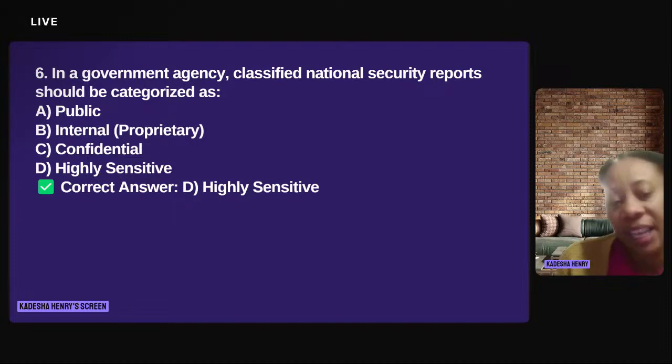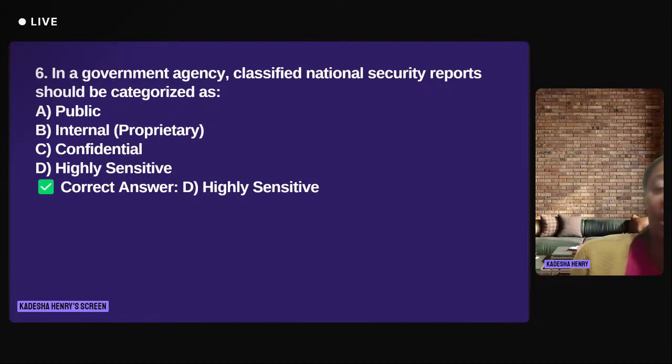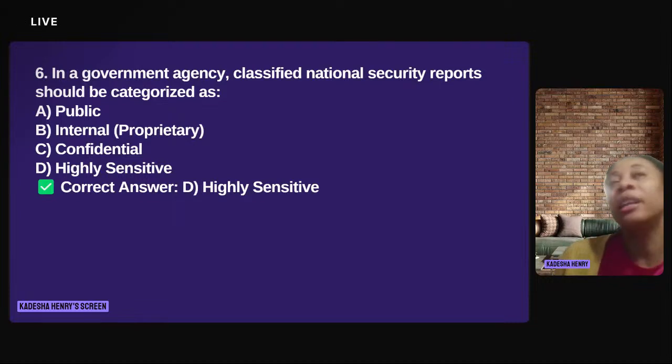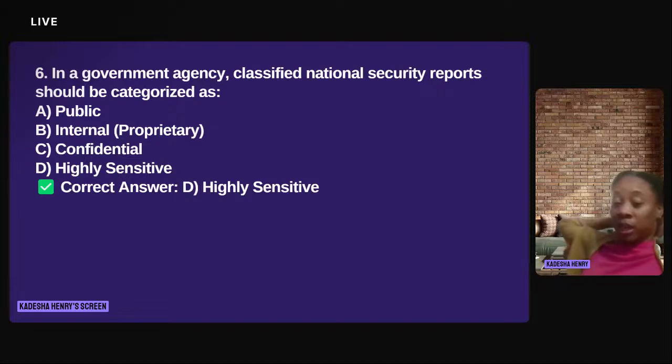In a government agency, a classified national security report should be categorized as public, internal, confidential, or highly sensitive. So in a government agency, we said that information is highly sensitive, right? This is government, and we don't want that information to get to our enemies.